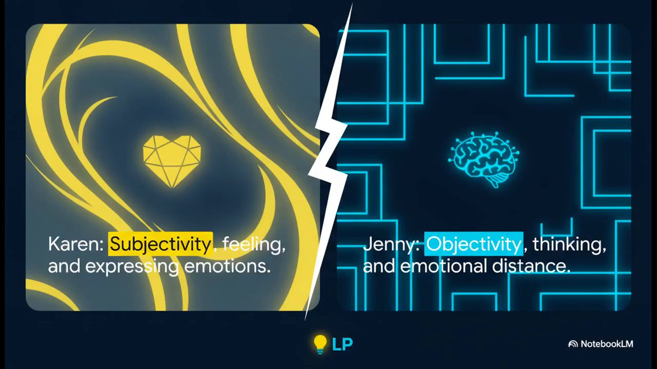Meet Karen and Jenny. Karen has this crystallized preference for feeling. She strongly values subjectivity, expressing emotion, and working collegiately. Jenny, on the other hand, operates on an entirely different crystallized preference for thinking. She values objectivity, emotional distance, and sorting things out completely alone. Both approaches offer very real advantages, but they are absolutely mutually exclusive in the exact moment of action.